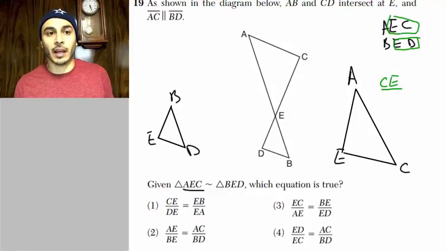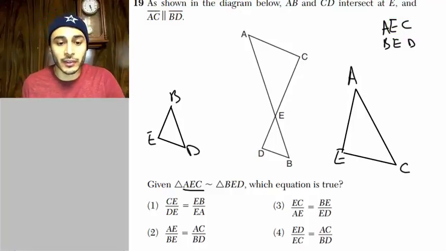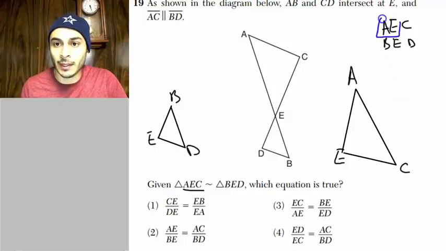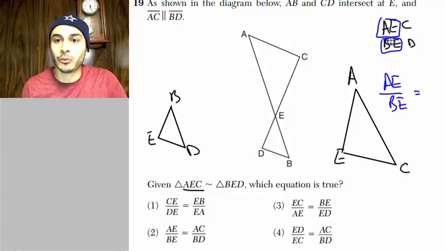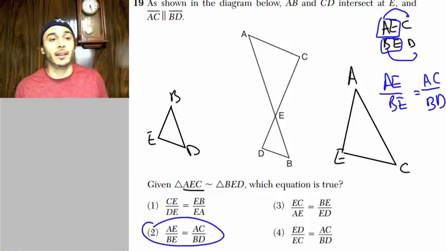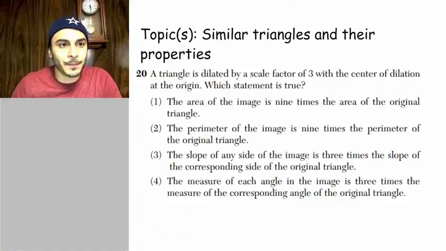Let's look at the second option. See what the second option says. The second option says AE over BE, so AE over BE is equal to AC over BD. Yes, that works. That's the answer. All right, so number 20.